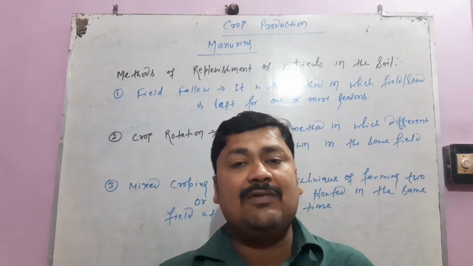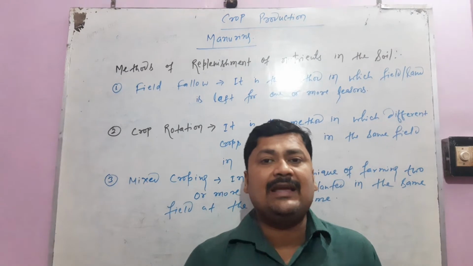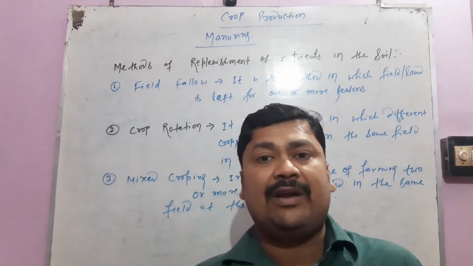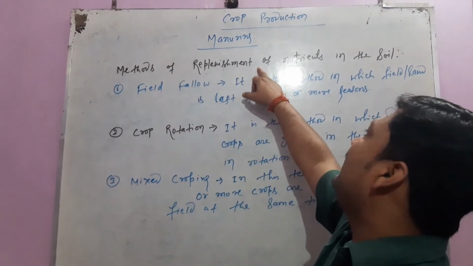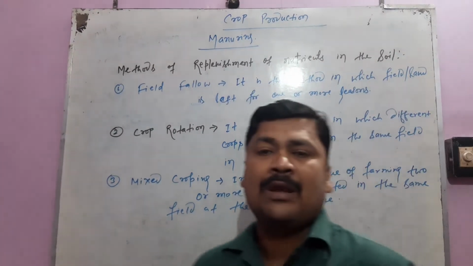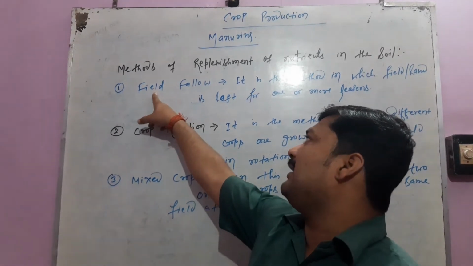Then deficiency of these nutrients occurs in the soil. How will this deficiency be fulfilled? So in this video we will study how the deficiency of different nutrients is fulfilled in the soil. So the topic here is methods of replenishment of nutrients in the soil. The first method is field fallow.